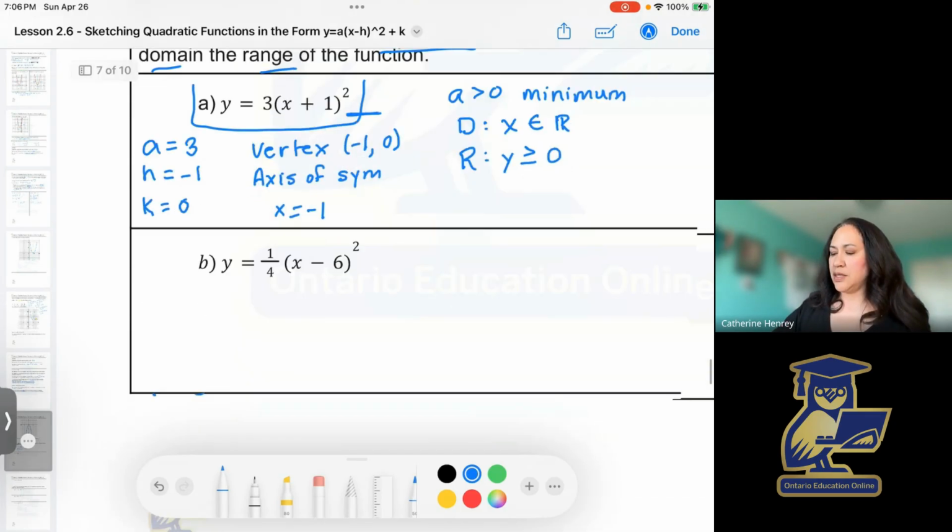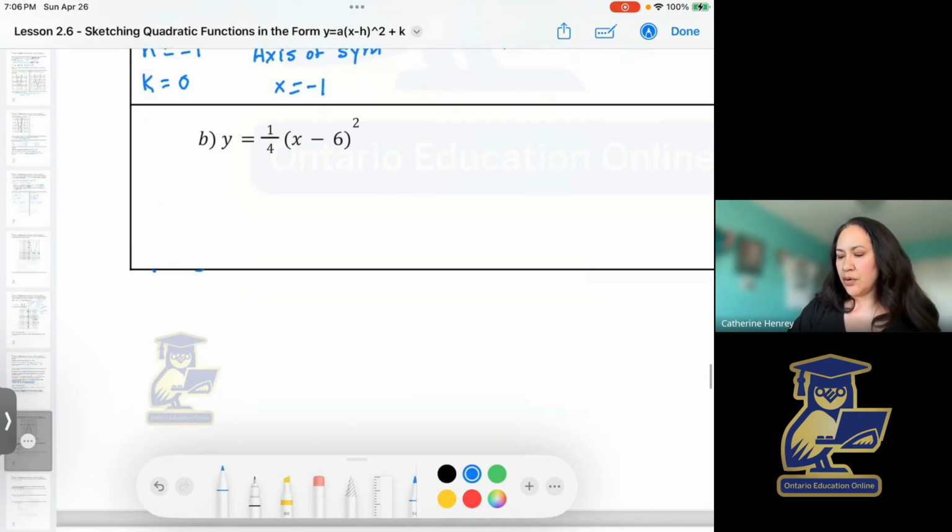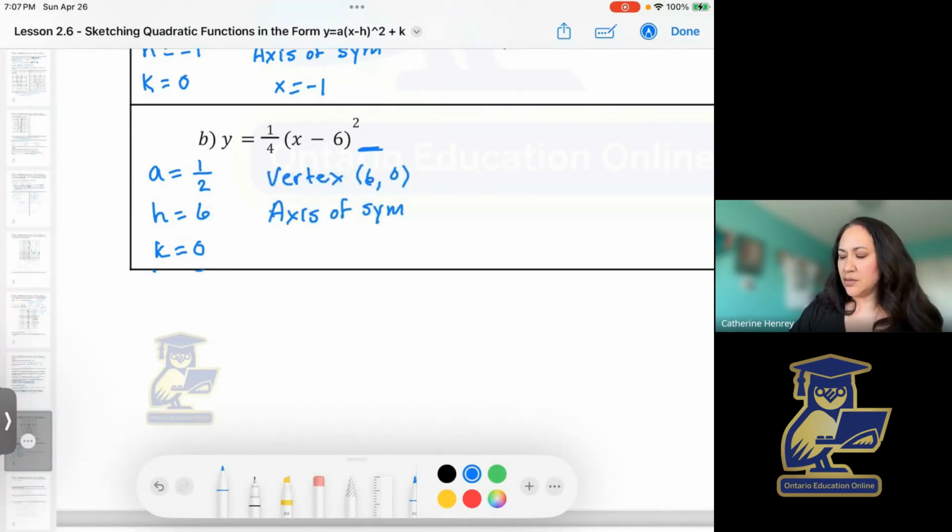Taking a look at another example. Here, we have A is equal to 1/4. Our H is equal to 6. Again, always opposite what's inside the bracket. On the outside of the bracket, we don't seem to have a K, so our K is 0. Writing out the vertex, it'll be (6, 0). The axis of symmetry is the x component of the vertex, so x equals 6.